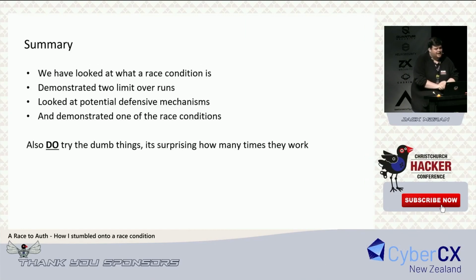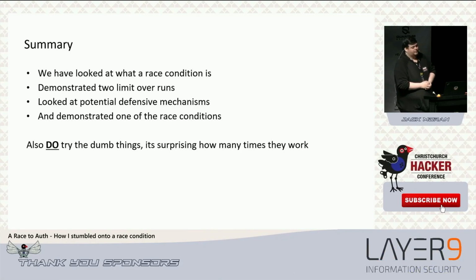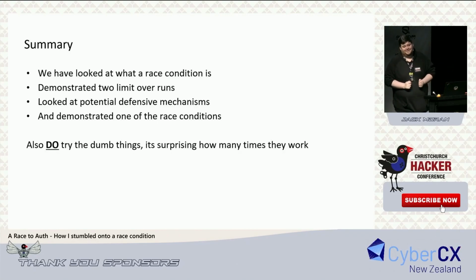But in summary, we have looked at what a race condition is. We have demonstrated 2 limit overruns and looked at potential defensive mechanisms in place and demonstrated 2 race condition POCs. Also, I can't stress this enough. Do try dumb things. It works. It's surprising, and it's kind of rewarding.